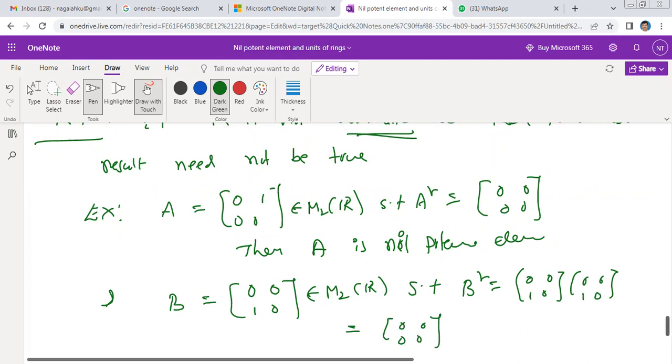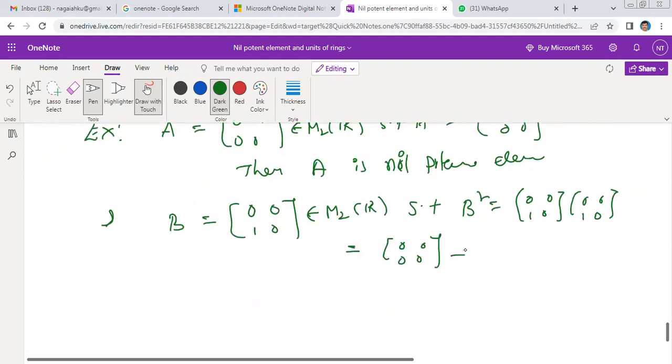Both A and B are nilpotent elements. B is also a nilpotent element. But M2(R) is not a commutative ring.